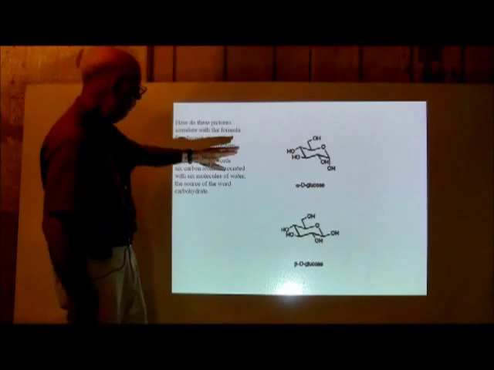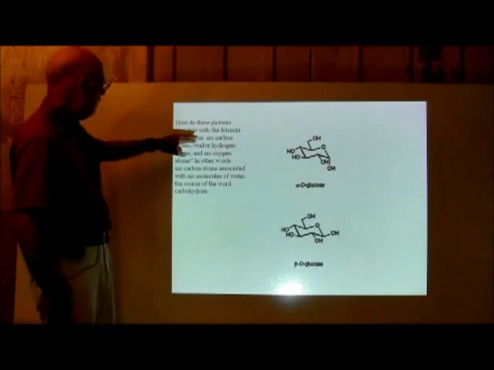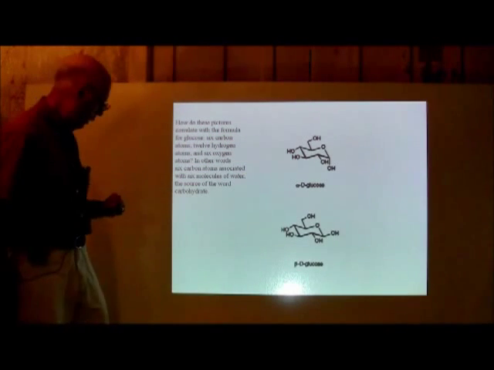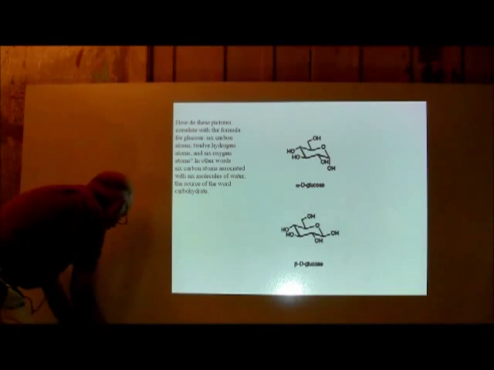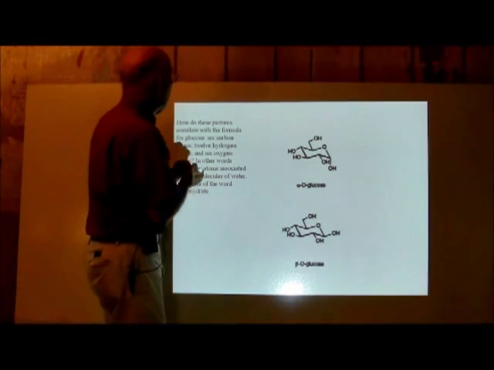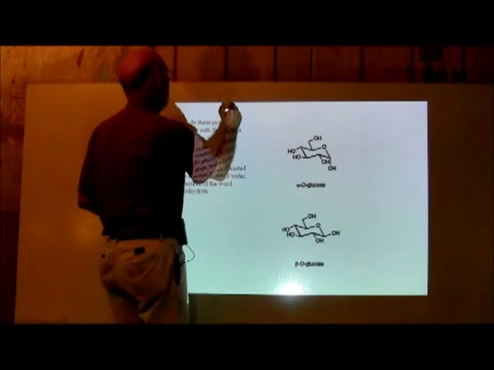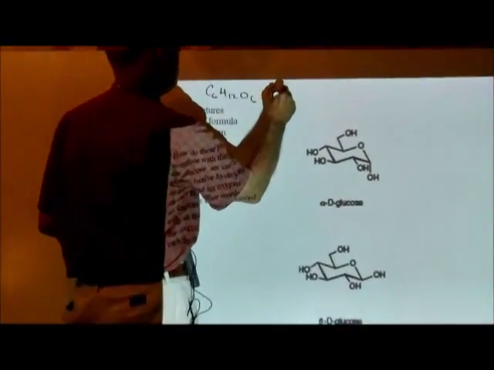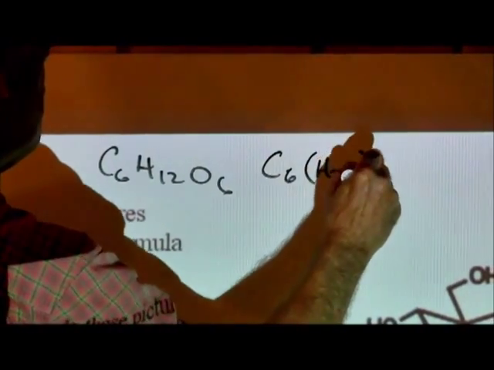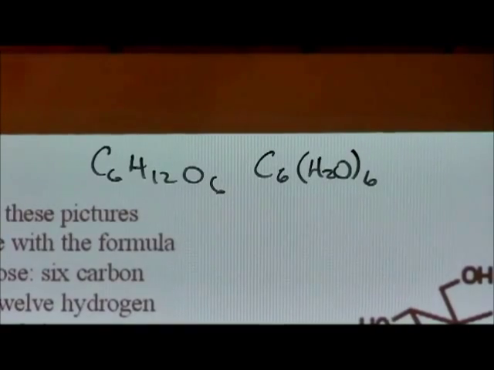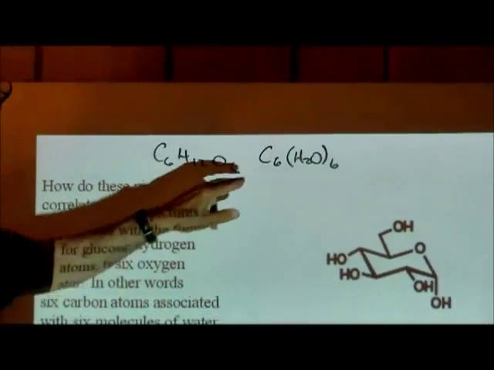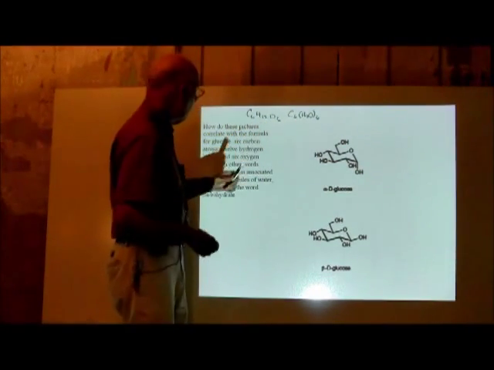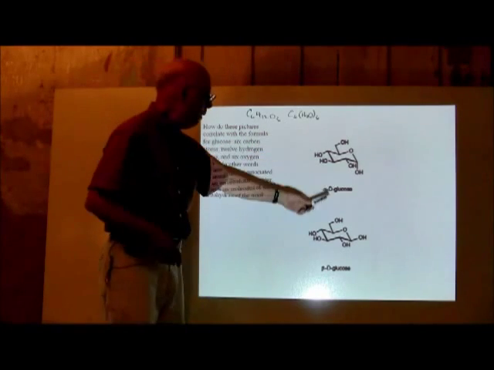Now, the first question we want to ask is, how do these two pictures correlate with the formula of glucose? Now, what is the formula of glucose? C6H12O6, which corresponds to C(H2O) taken 6 times. That's why glucose is called a carbohydrate. Carbo, carbon, hydrate, water. So this is the formula for glucose. But how do these pictures correlate with that?